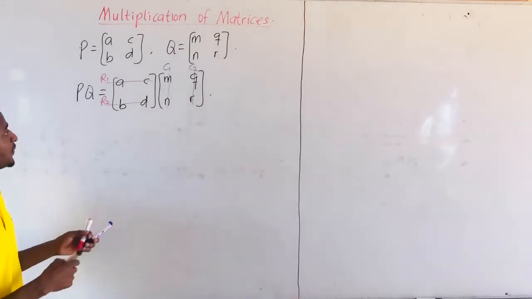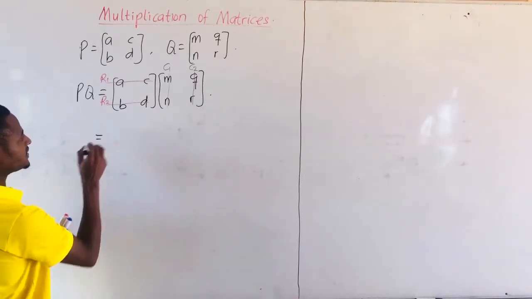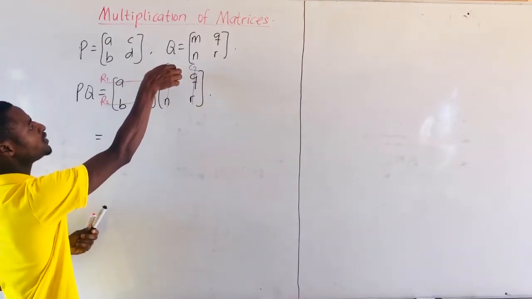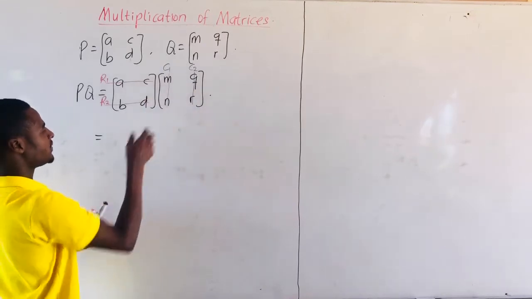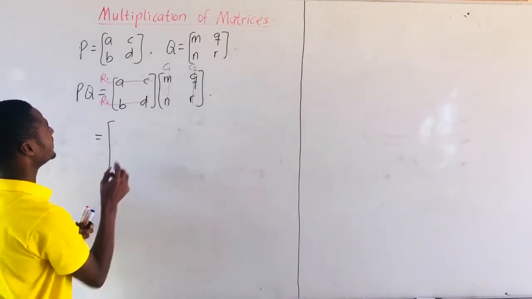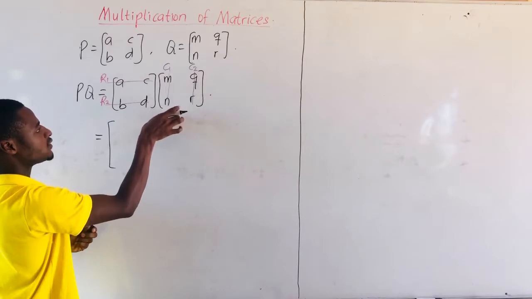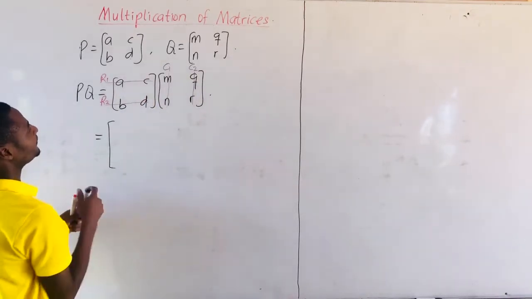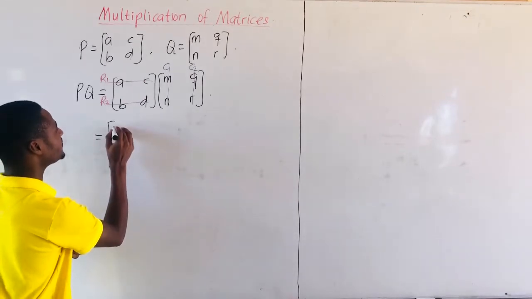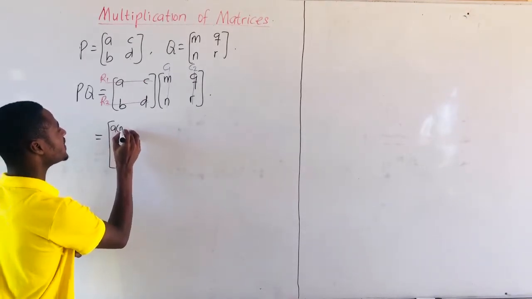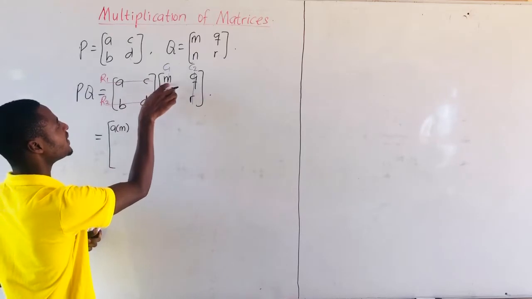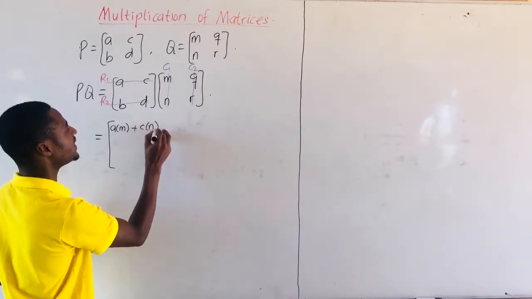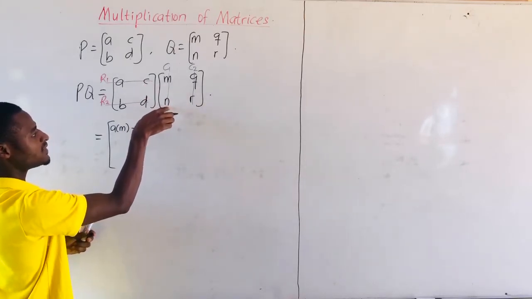Now let's multiply them. Like I said, we will use the rows in the first matrix to multiply the columns in the second matrix. So let's take the first row and the first column. So row 1, column 1, and that is going to give us A times M. The first number multiplies the first number, plus C times N. The second number also multiplies the second number.